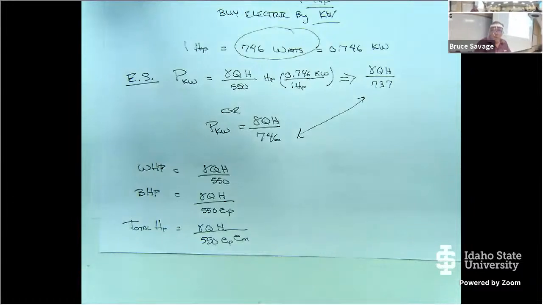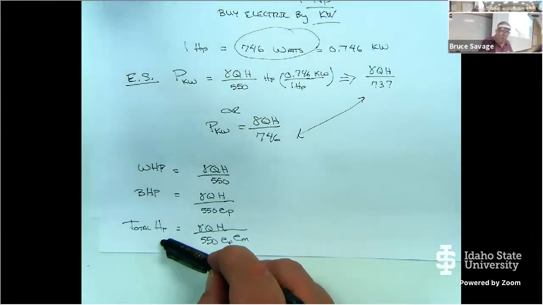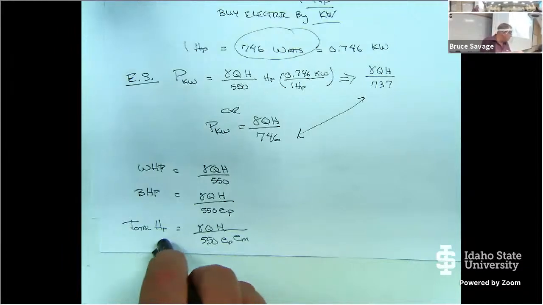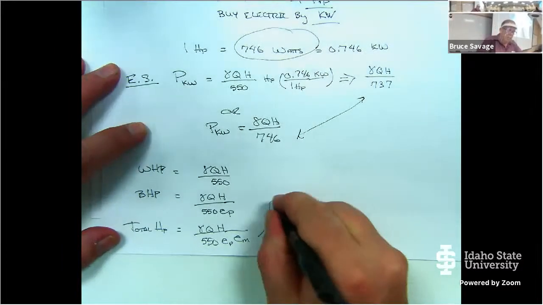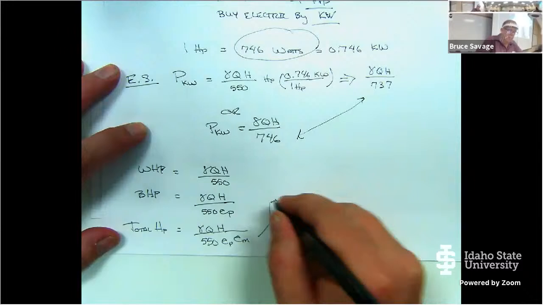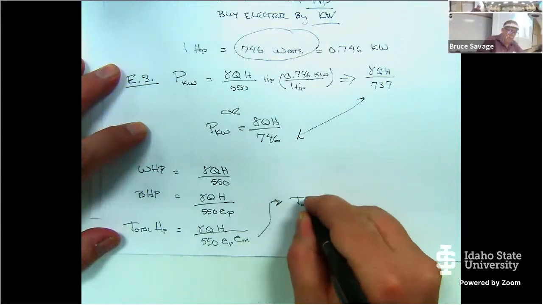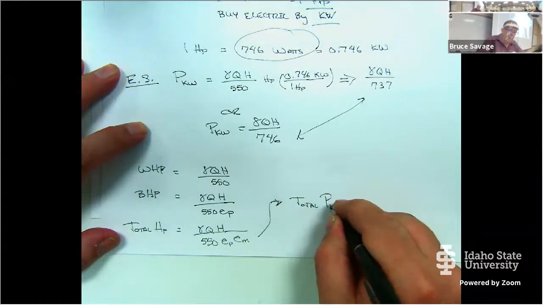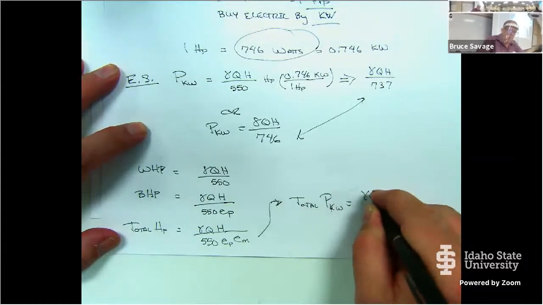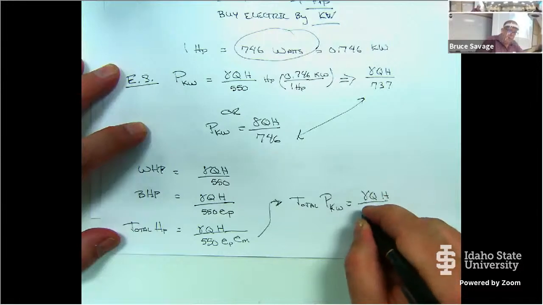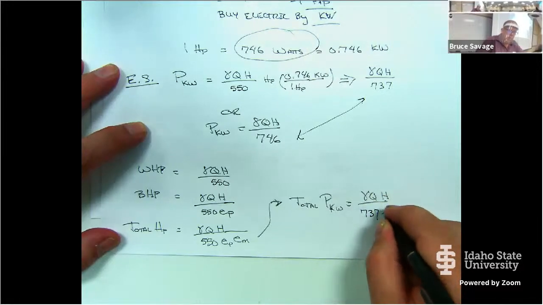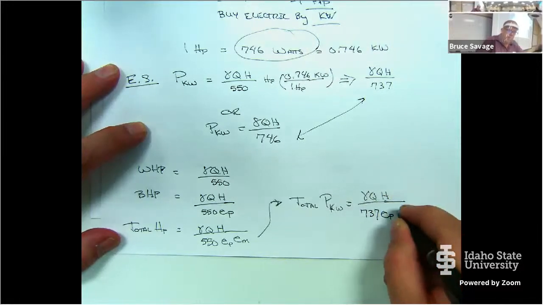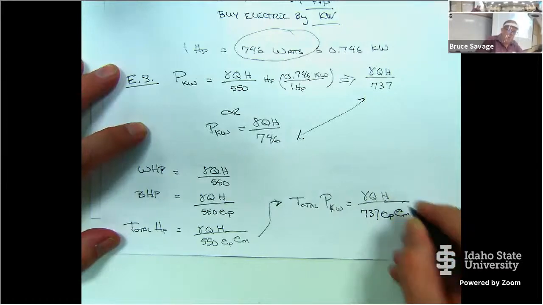All right. Now, the interesting thing, once again, is this is in terms of total horsepower, but we buy electricity in kilowatts. So we are most likely to convert this and say the total power in terms of kilowatts is gamma QH divided by 737 times the efficiency of the pump times the efficiency of the motor.